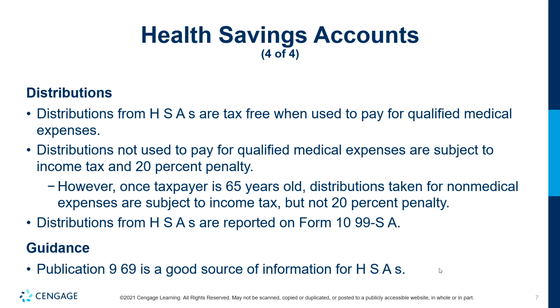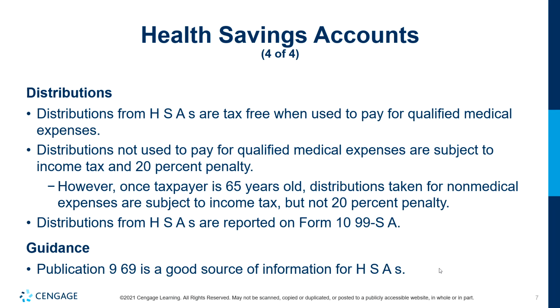And distributions from HSAs are reported on Form 1099-SA. So, if you do want to look up more items of HSAs, again, we're just doing an overview because this chapter has a lot of information. Publication 969 is also a good source. You're seeing them not as often, I'll be honest. I haven't seen a lot of people with HSAs, but they do pop up. So it's always good to know what they are and how they work.